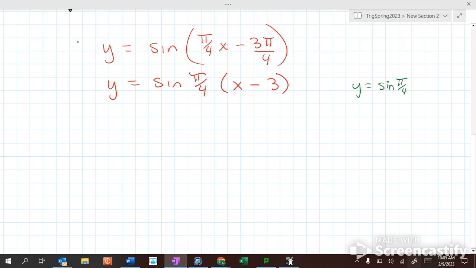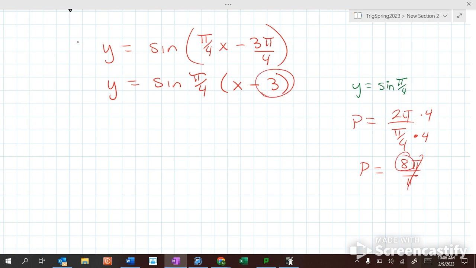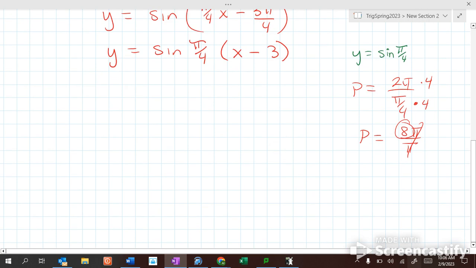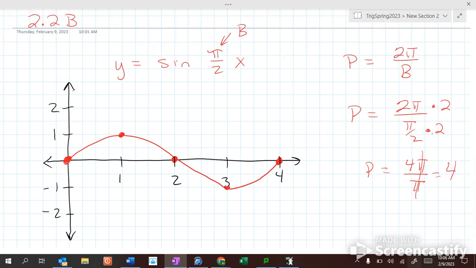Let me do my period now. My period is going to be 2 pi divided by pi over 4. So complex fraction, multiply by my denominator on top and bottom. So it's going to be 8 pi over pi. So it's going to be 8. So you need to go at least 8 on your x-axis plus another 3 on your x-axis. Okay, so that's planning ahead when you're making out your graph.